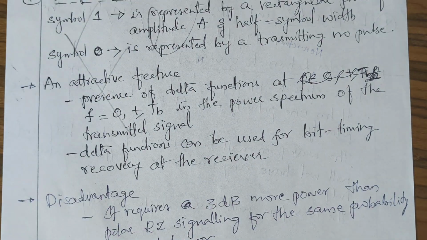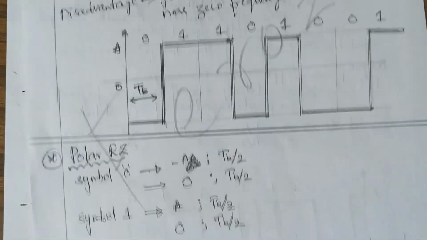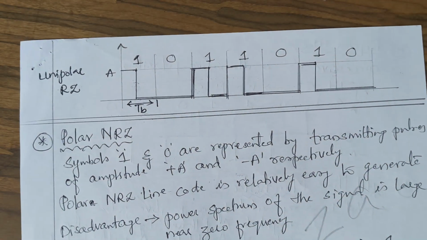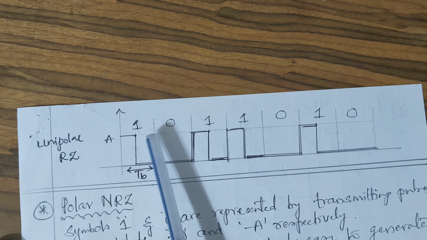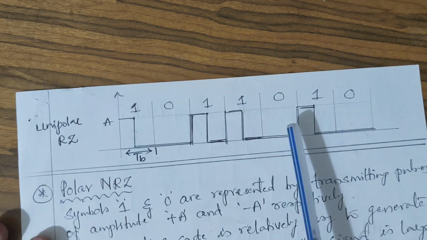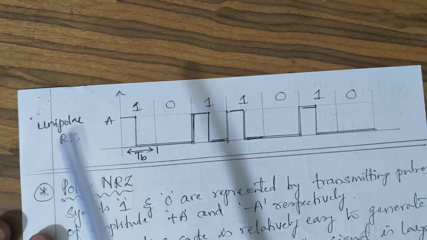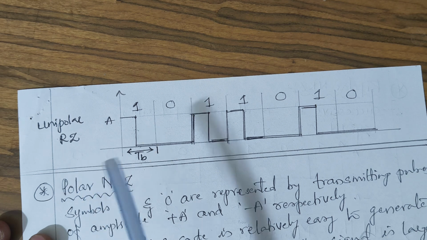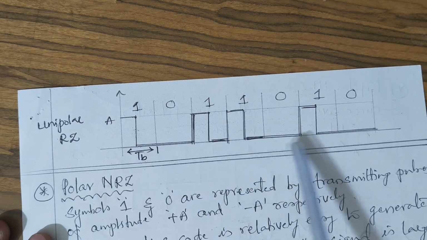Now we will see how to draw the signal for a given message sequence. So here you can see, you are given the message sequence 1011010. So now we want to draw the unipolar RZ for this. So again we will draw the signals here.